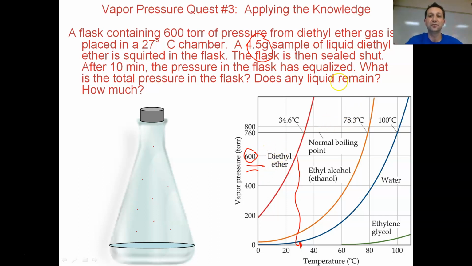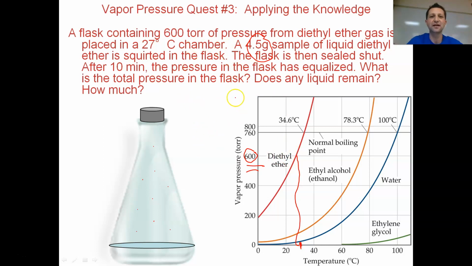Does any liquid remain? Yeah, the 4.5 grams of liquid will remain on top of whatever liquid was in there. It doesn't tell me. So maybe I had liquid in there, or maybe it was perfectly at that saturation point where there was no liquid there to begin with, and we were at 600 torr. Either way, I know I was saturated. So this is a really easy question if you understand what it's asking.